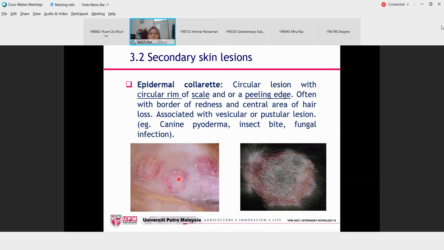Okay, and this is often associated with a vesicular or pustular lesion that has ruptured. Like a popped acne can also actually lead to epidermal collarette, okay, if it's very big. Epidermal collarettes are also a typical finding in canine pyoderma, insect bite, and even fungal infection. So remember, it's a circular lesion with a circular rim of scale that you can peel off. And then the borders are usually red in color because of the erythema. Okay, and the middle part is always hairless.